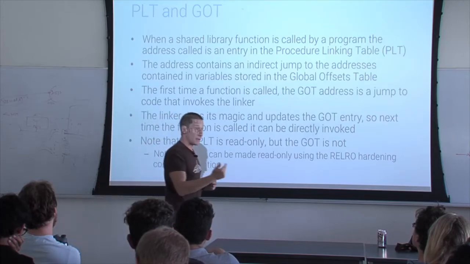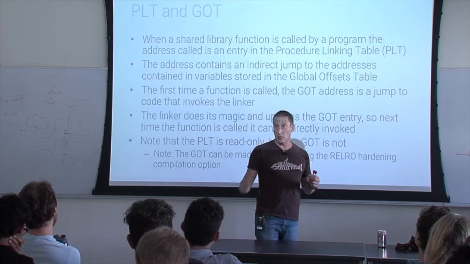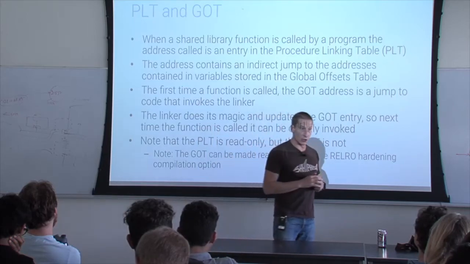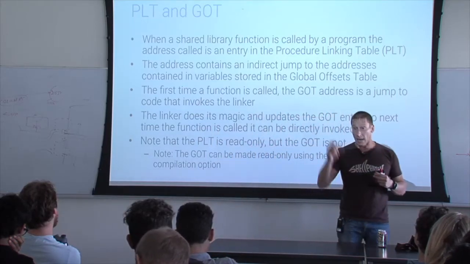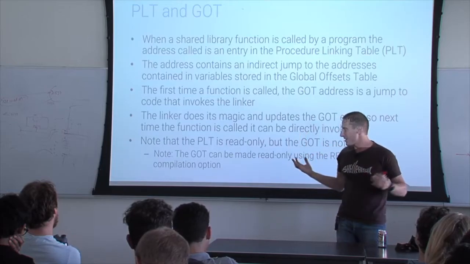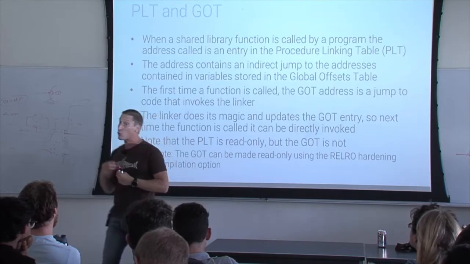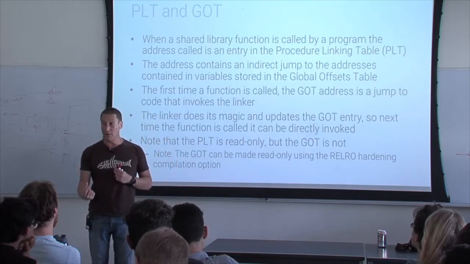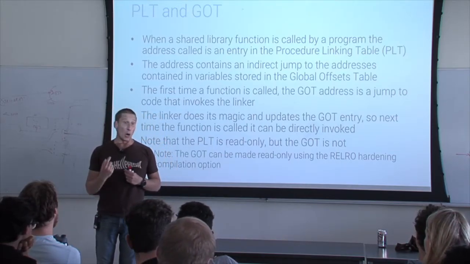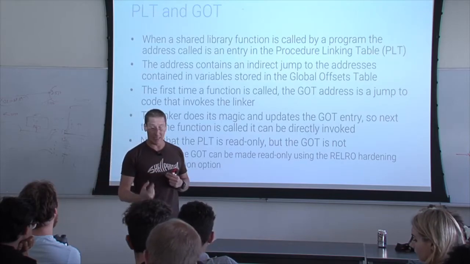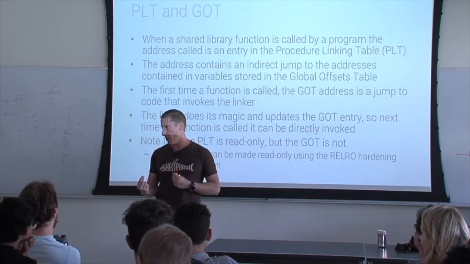From that point on, the second time it's called, it will go directly to the GOT. And this time it will have the correct address. You're like, why are you telling us this? This is because the GOT is a writable portion of the memory that contains a pointer to a function, so it's a major target in exploitation.